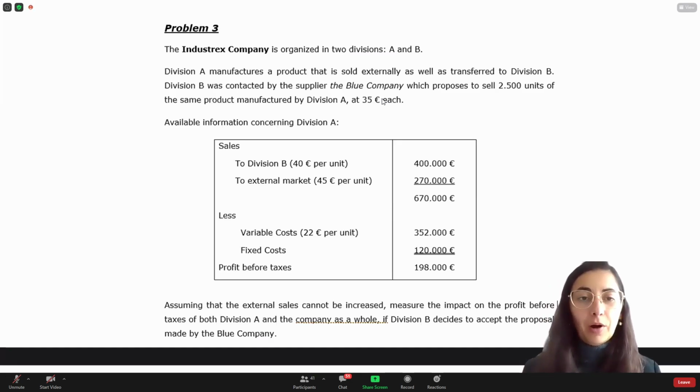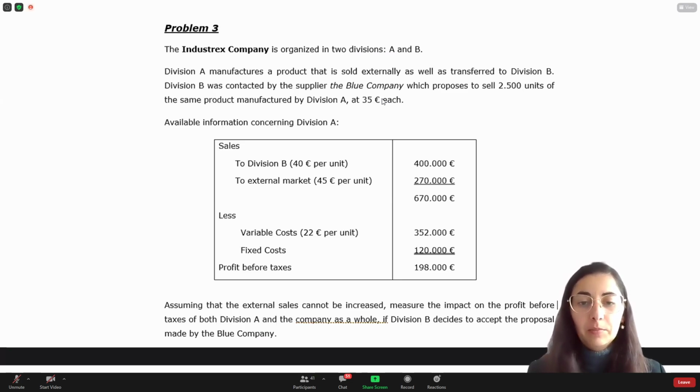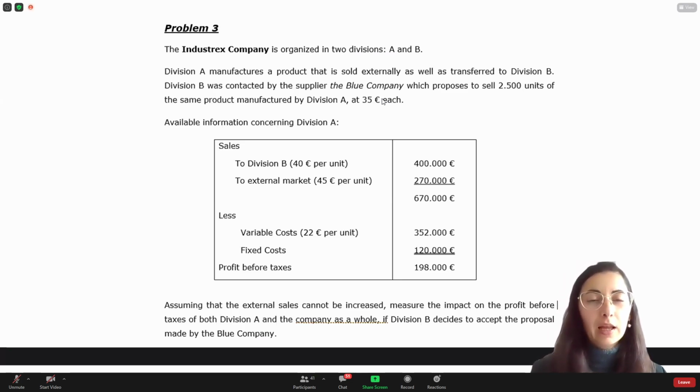So I will let you do these calculations. A couple of minutes for you to try to calculate the impact on profit for Division A and the impact on profit for the company as a whole. Okay? And when you have some numbers, let me know, or if you have any questions.